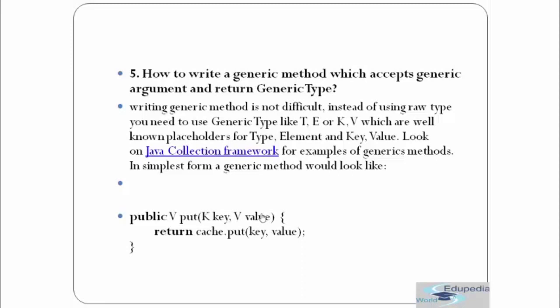So respectively, to define the type, we use T, and for an element we use E, to define a key we use K, and for value we use V. So this is like a simple method, which is the put method of HashMap. It is taking a key and value, so that's why we are using K and V. And the return type, sorry, is a value, so that's why the return type placed over here is V.